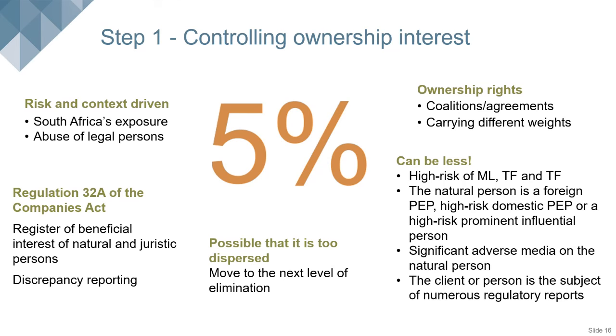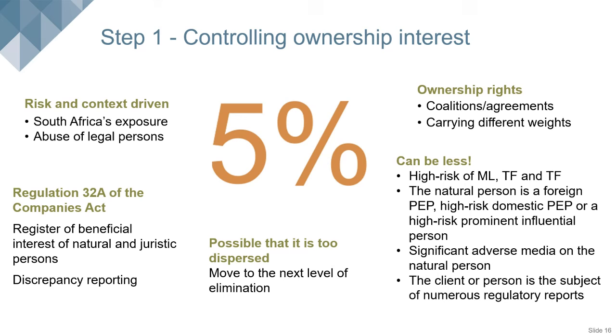The 5% threshold can be less if the circumstances demand so, right? So if there's a higher risk of money laundering, terrorist financing, or proliferation financing, if you're a natural person, so you see that your warm body is a foreign politically exposed person, and we will be discussing politically exposed persons in a few slides.